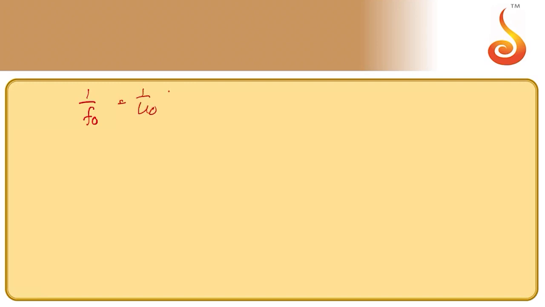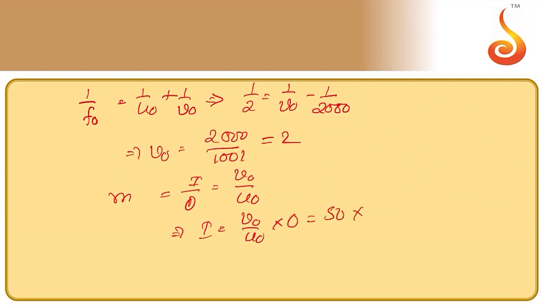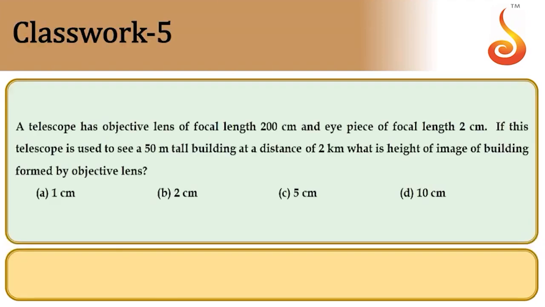So, 1 by f naught is equal to 1 by u naught plus 1 by v naught, giving me 1 by 2 is equal to 1 by V naught minus 1 by 2000. That is 2 kilometers. That gives me V naught is equal to 2000 divided by 1001, and I can take it as 2. Now, magnification of the objective is equal to I divided by O, that is V naught divided by U naught. That gives me the image size as V naught by U naught into O, that is 50 into 2 divided by 2000 is equal to 0.05 meter, or the height of the image formed by the objective lens is 5 centimeter. This is our correct choice.